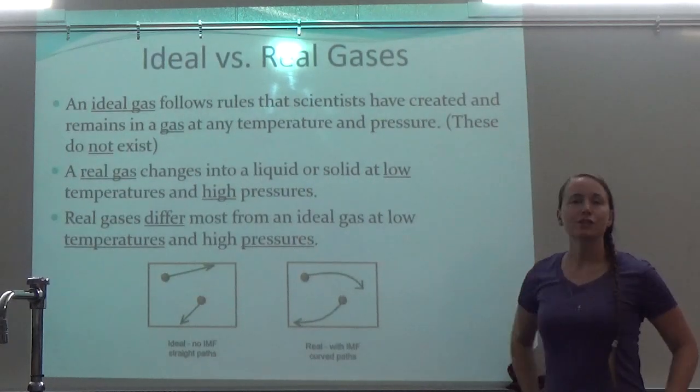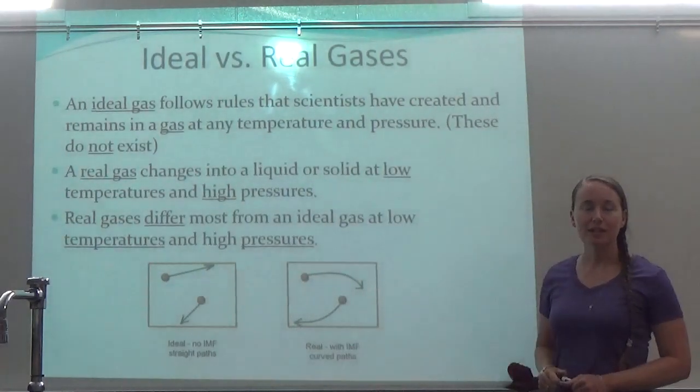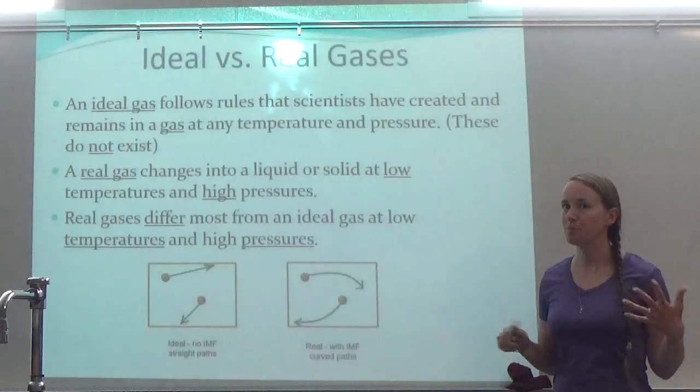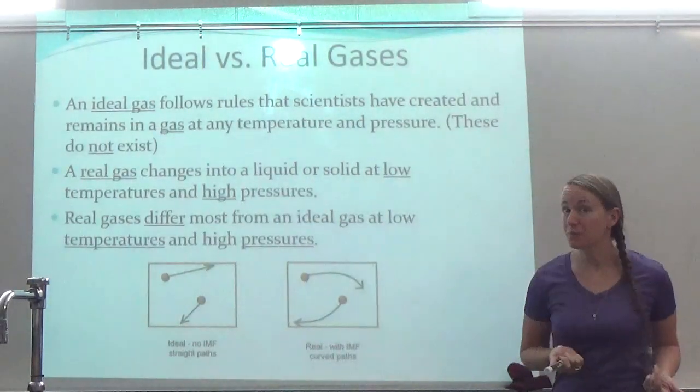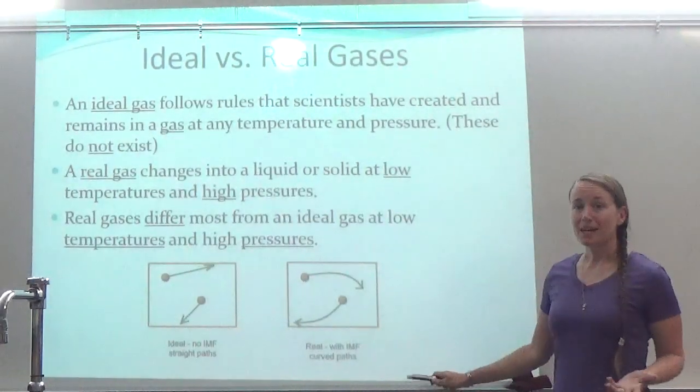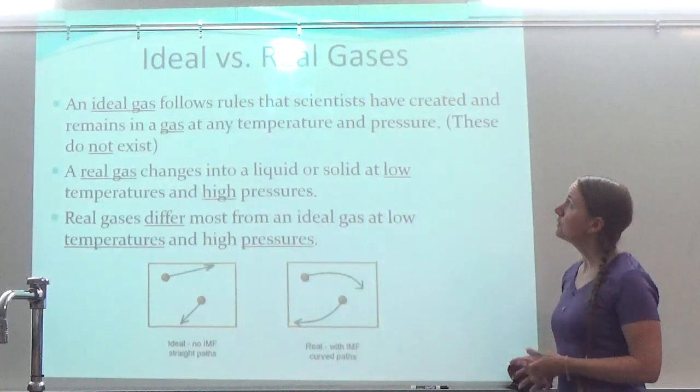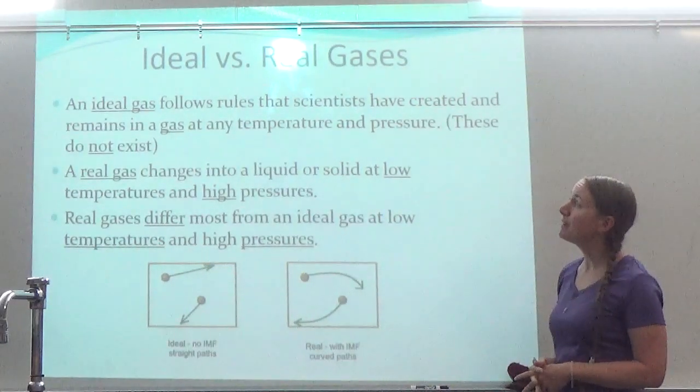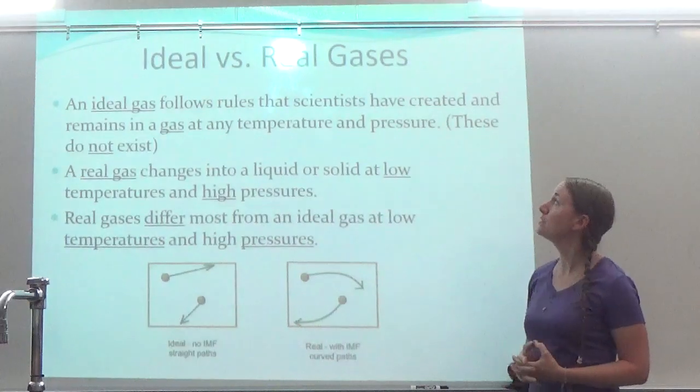So, ideal versus real gases. This is called the ideal gas law. As we know, ideal means something that's perfect, and that doesn't happen in real life. So what's the difference? What does ideal mean? An ideal gas follows rules that scientists have created and remains a gas at any temperature and pressure.